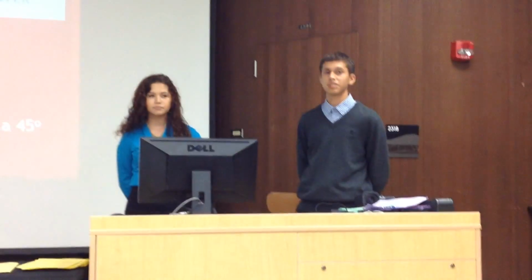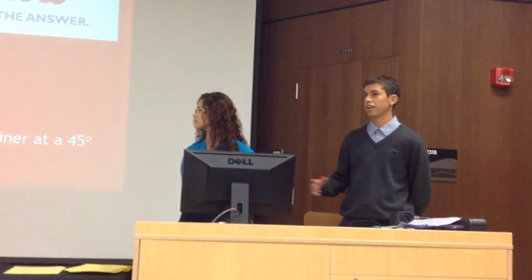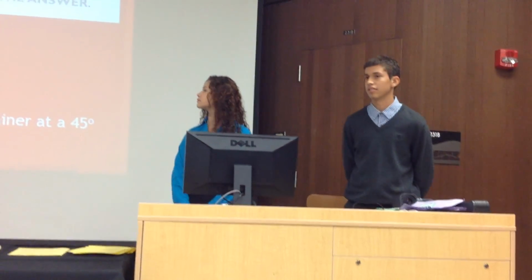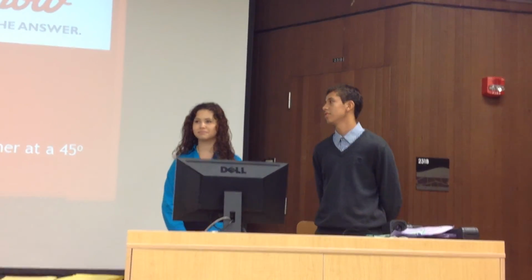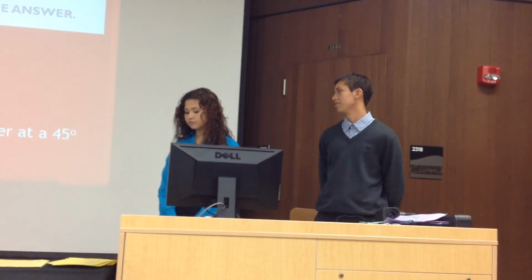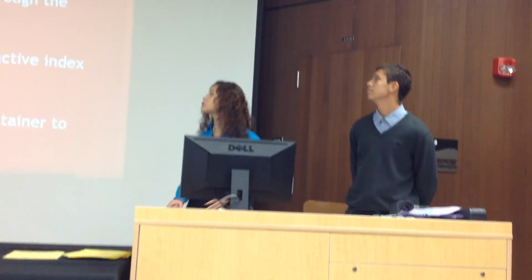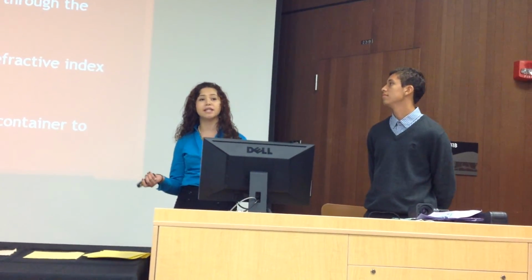To walk you through our experiment step by step, of course we started by gathering materials. After that, we prepared the gelatin, and once we had those in the containers, we labeled them thick or thin so we wouldn't get confused. After that, for each container, we pointed the laser at the container at a 45-degree angle, which is our angle of incidence.